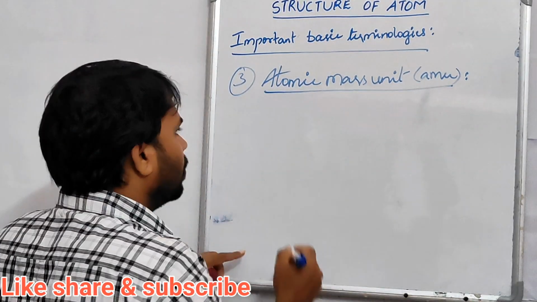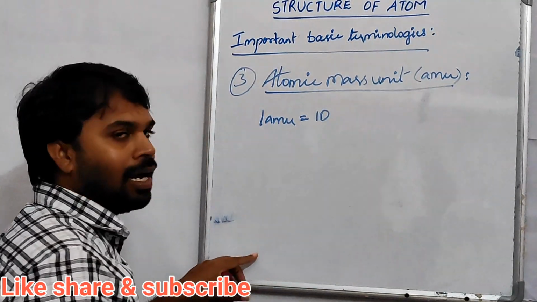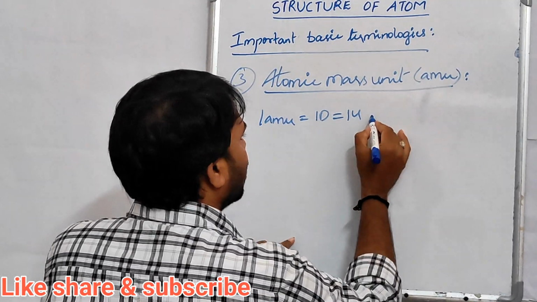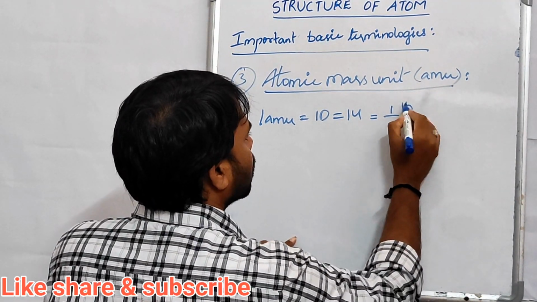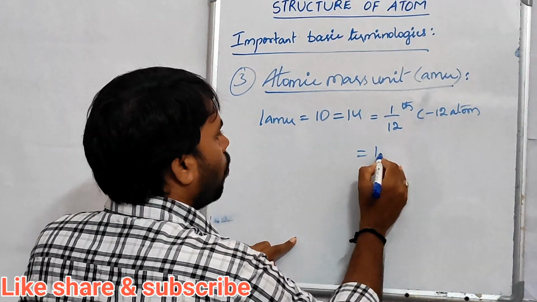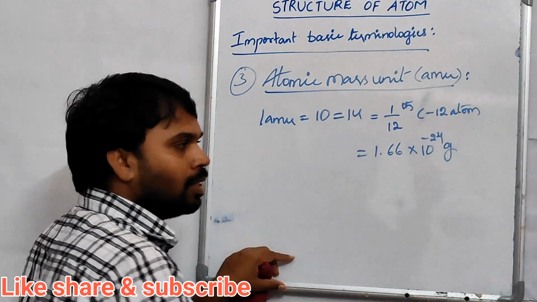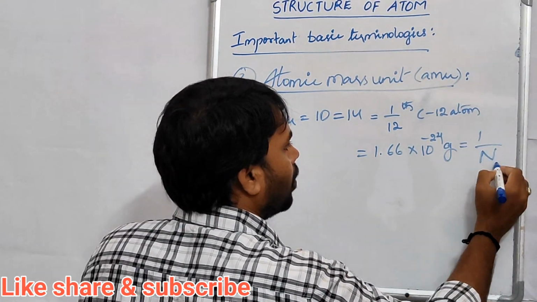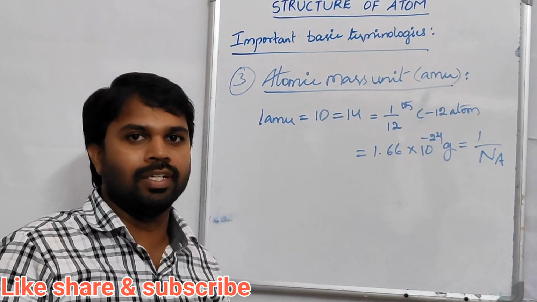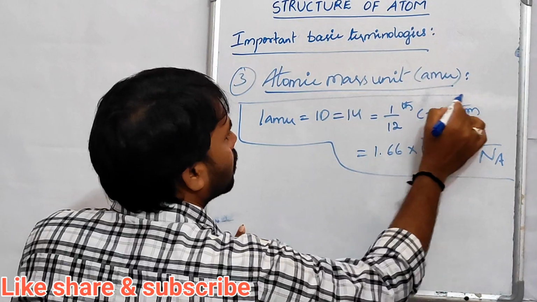1 AMU is equal to 1 D. D stands for Dalton. That equals 1 U. U stands for unified mass. That equals 1/12 of carbon 12 atom. That equals 1.66 into 10 to the power of minus 24 grams. That equals 1 by Avogadro number. Avogadro number is nothing but 6.022 into 10 to the power of 23. This is the value of 1 AMU.